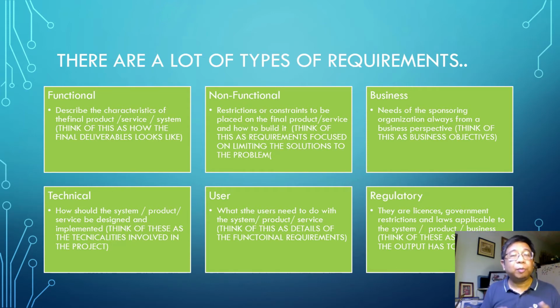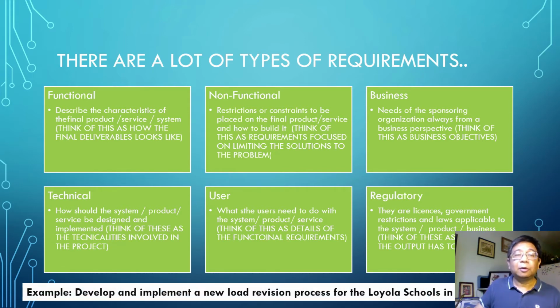And as we explain each category of requirement, we're going to apply it to a specific project. For this project, we are going to use this example. Imagine that you are a project manager that was tasked to develop and implement a new load revision process for the Loyola schools in time for second semester. Okay. So if this was the project that was given to you and you've already created the project charter, let's now try to identify some of the requirements that you need in order to deliver this project.